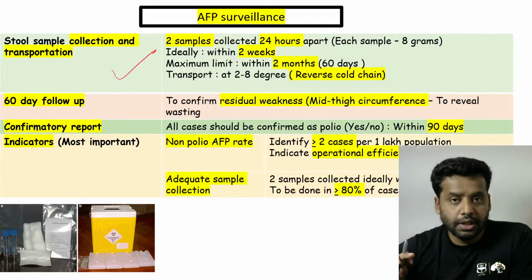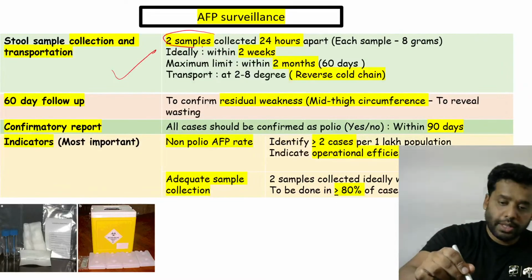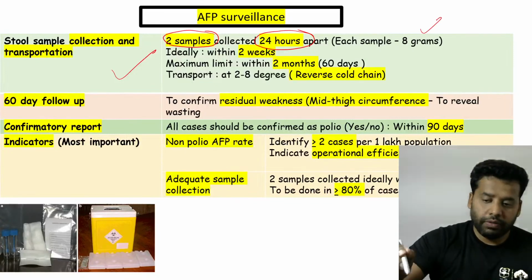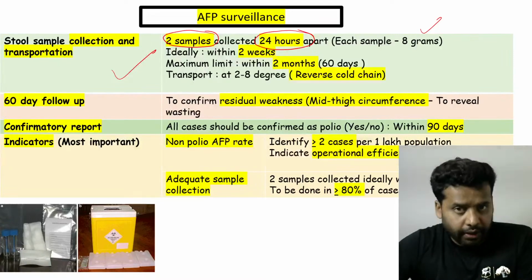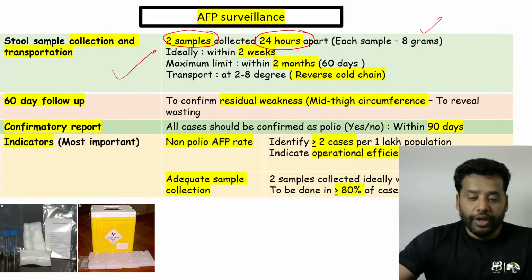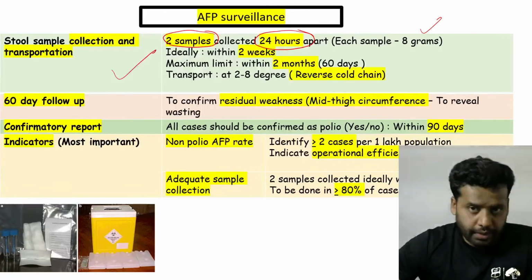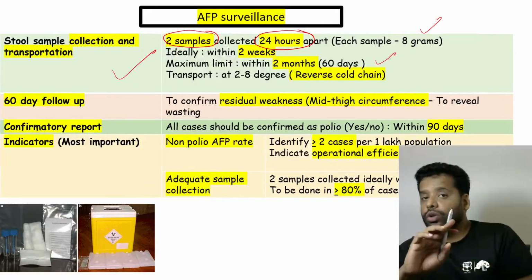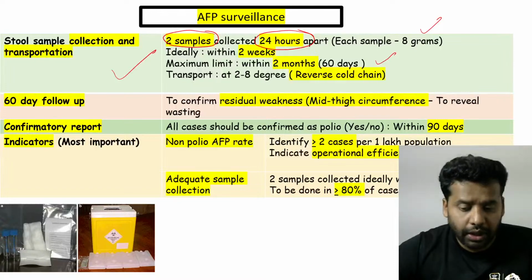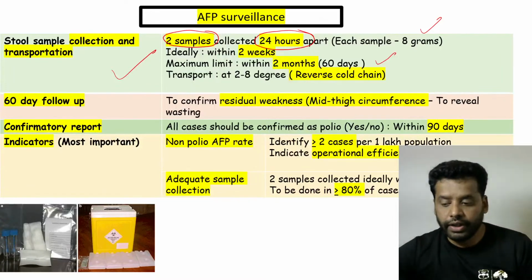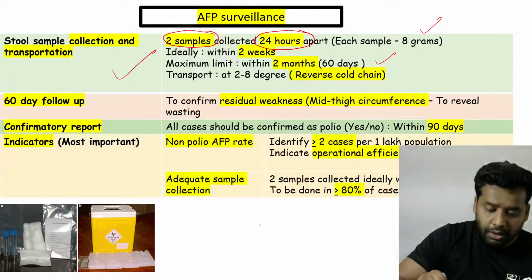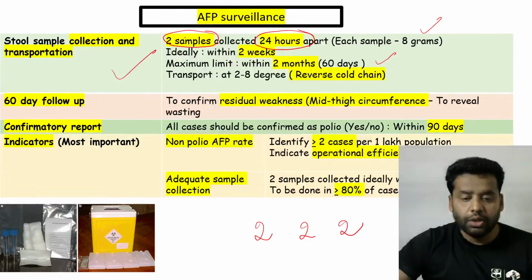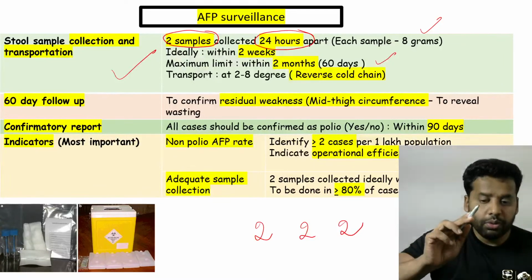Collect the stool samples. How many samples are collected? 2 samples, 24 hours apart. Today, tomorrow. Each sample should weigh 8 grams. Ideally within 2 weeks. Maximum limit is 60 days. After that, no use of sample collection. So everything is 2, 2, 2 in this. 2 samples, 2 weeks and 2 months. Got my point?